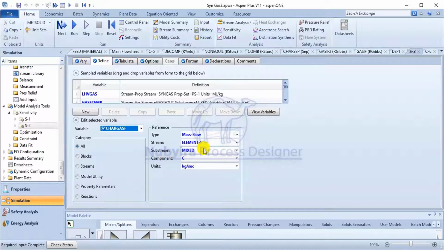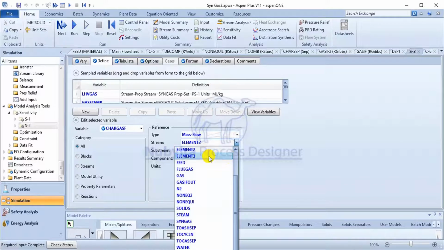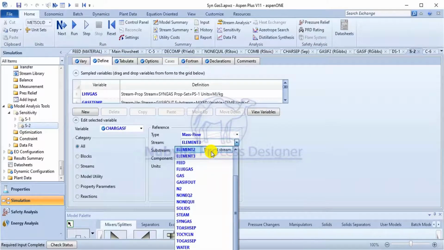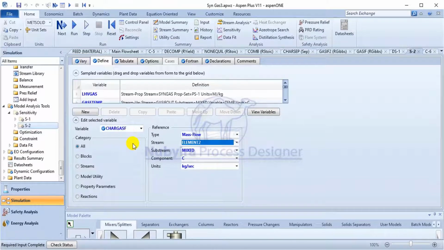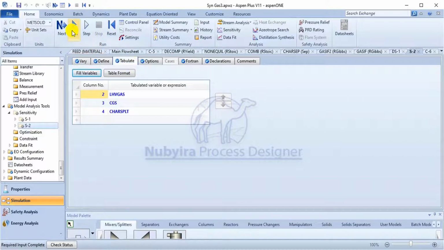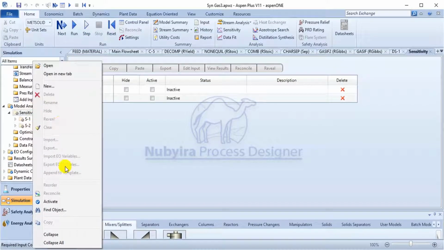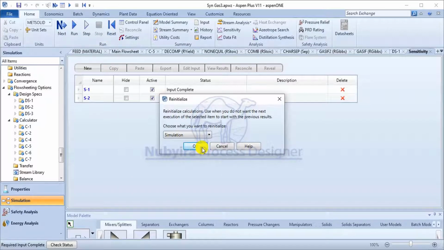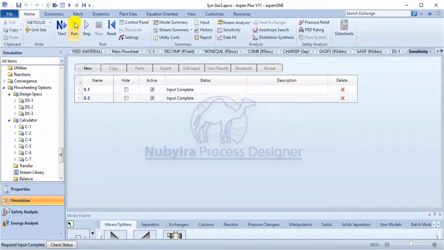So this one should be element 3. I think it's better as element 3, it's more realistic. Like, no, it's element 2. I was thinking it's the other element. The name of the stream is somehow confusing. So we have this. Okay, so we can run this and check. I think I have to make this sensitivity analysis active. It's not active. I think everything is working fine. So let's run, play and run, so that we are getting good results at the onset.